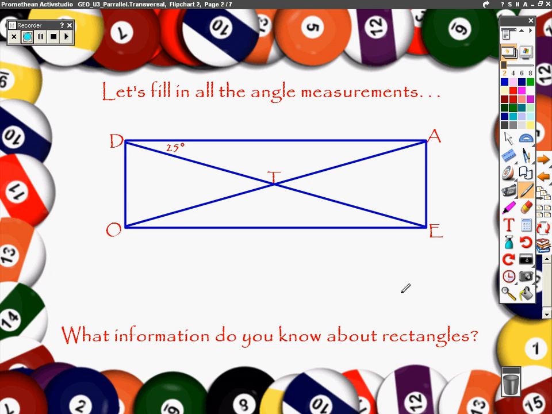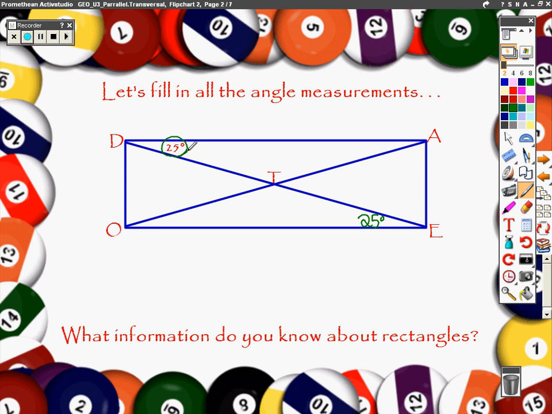Alright, we're going to start looking at a rectangle, and we're going to use a property of a rectangle in order to tell us properties about something else later. I'm going to go ahead and fill in some of these angles here for you. I know that if this is 25, this angle is 25. We already found that out.